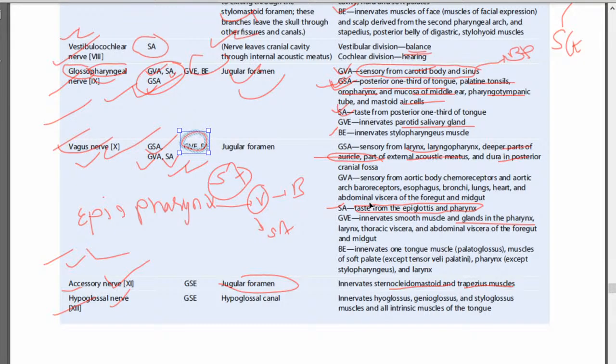So it must be general visceral efferent or afferent. Afferent, no, efferent. Hypoglossal nerve: general somatic efferent. The accessory and hypoglossal, these last two nerves only supply muscles. The accessory supplies the sternocleidomastoid and the trapezius muscle. The hypoglossal supplies the hyoglossus, genioglossus, and styloglossus muscles.